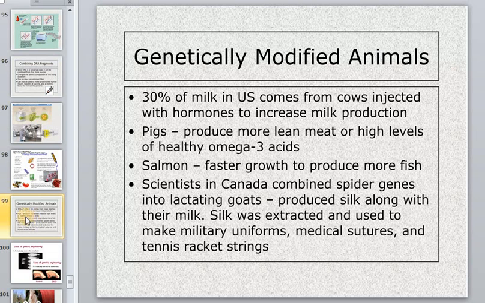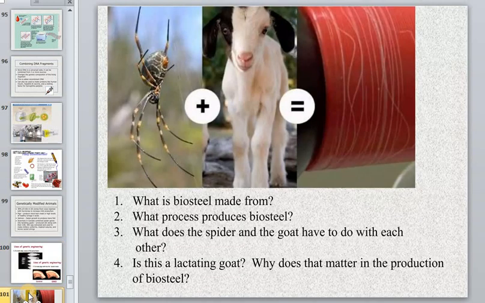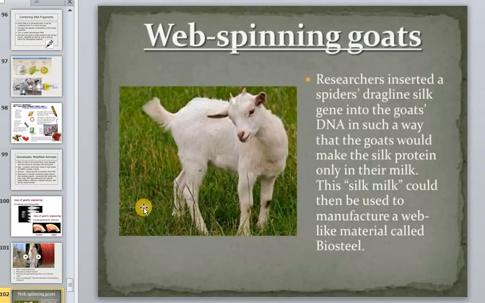And here we see genetically modified animals. We have a lot of animals now which have big muscle mass and are very quick growing, like salmon. And we even have strange cases, for example, silk in milk. What is this? What is biosteel made from? Like steel, spiders produce it, and here we can find this kind of growth.